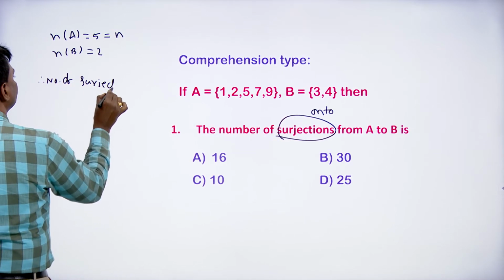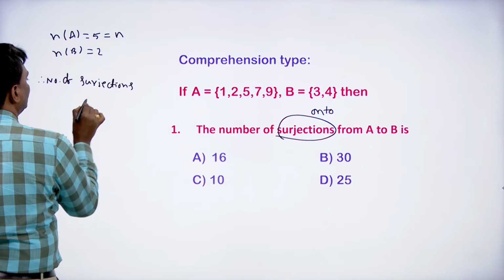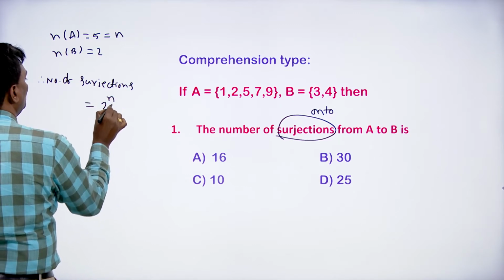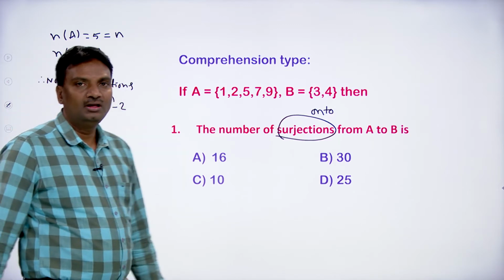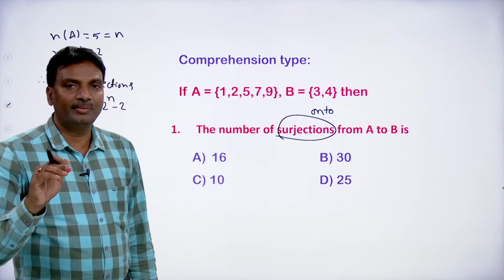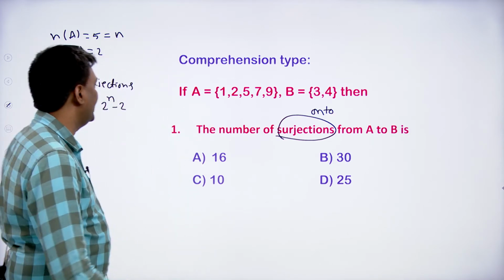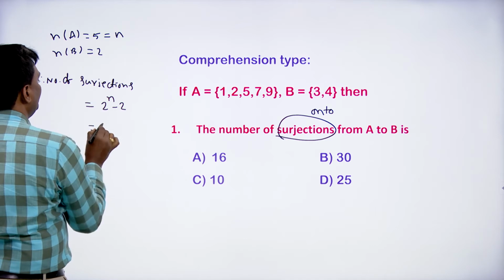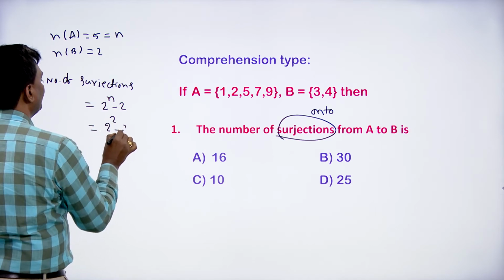Therefore, the number of surjections formula is 2 power n minus 2. To find the number of surjections or onto functions defined from A to B, it is 2 power n minus 2. In place of n, by writing 2 square minus 2.